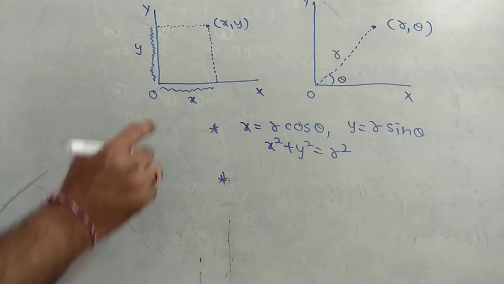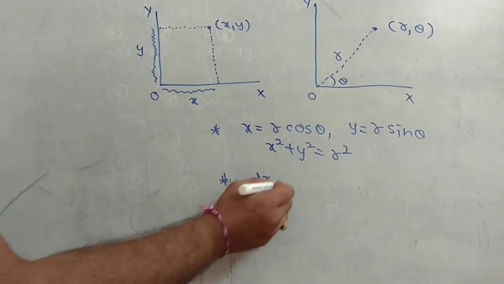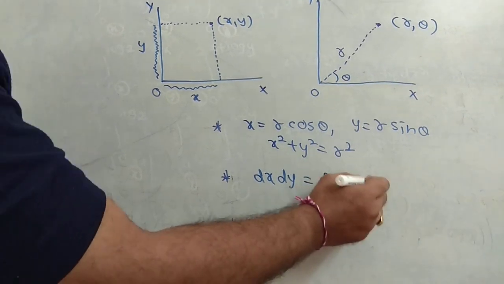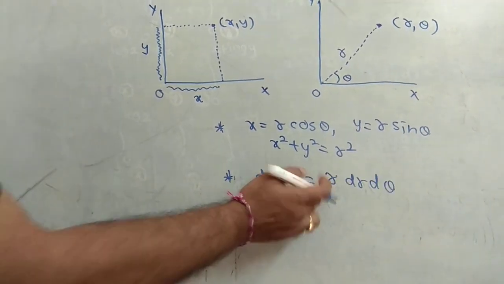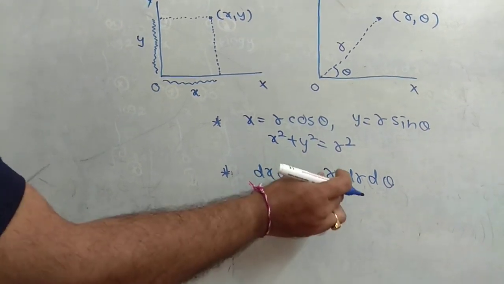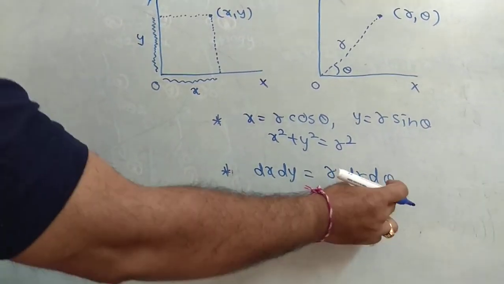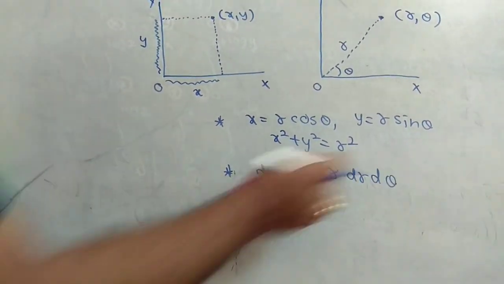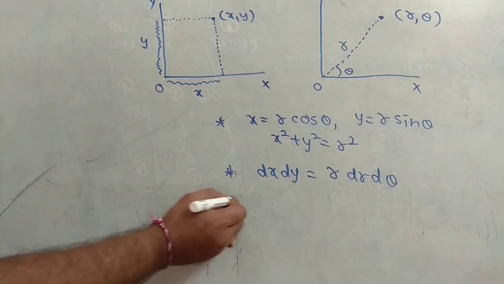Coming to the next one, in the second step, the same dx dy can be calculated as r into dr d theta. Generally, to find dx dy, it should be calculated as Jacobian into dr d theta. Here the Jacobian is nothing but the r value. From that you can write down r into dr d theta.